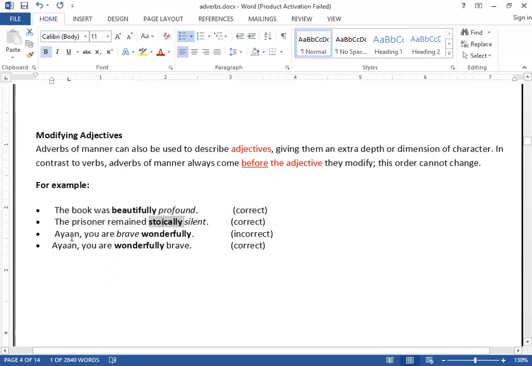Clear? Look at this example: you are brave, wonderful. Which one is the adjective? Brave. Wonderfully. What is wonderfully? It's an adverb. It was placed after the adjective. This is incorrect. How would it become correct? You are wonderfully brave. Brave is an adjective, and wonderfully is an adverb. It comes before an adjective. Is this clear?